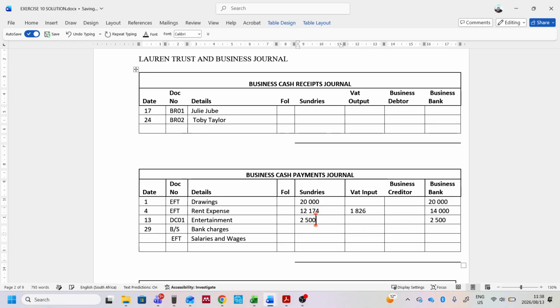2,500. Even though there was VAT, we cannot claim it back. So we record this at a VAT inclusive amount and do not show any VAT amount.